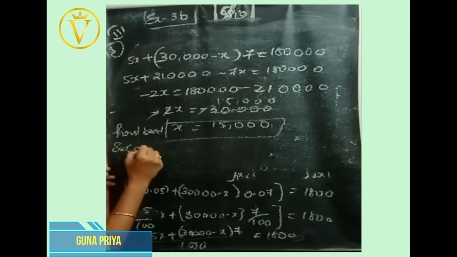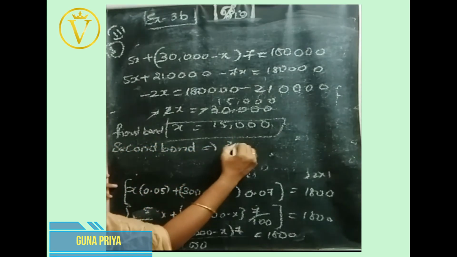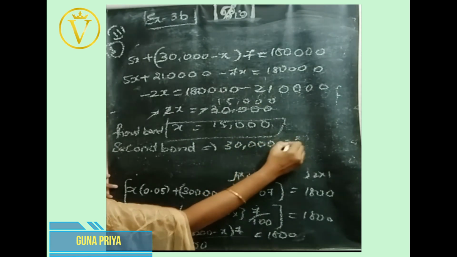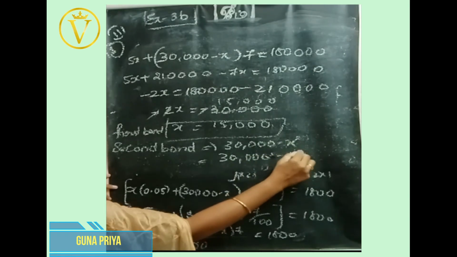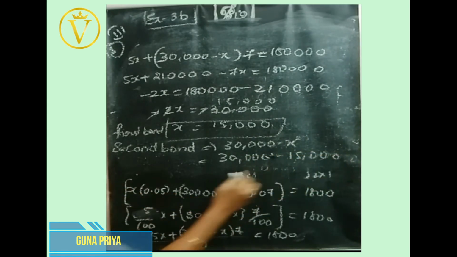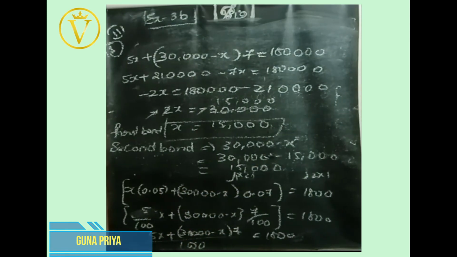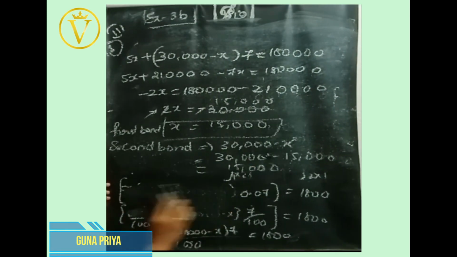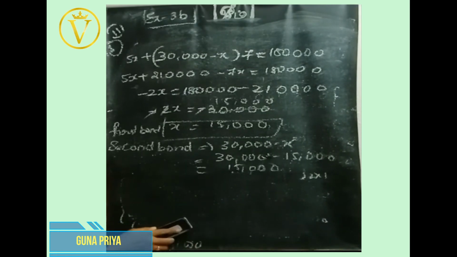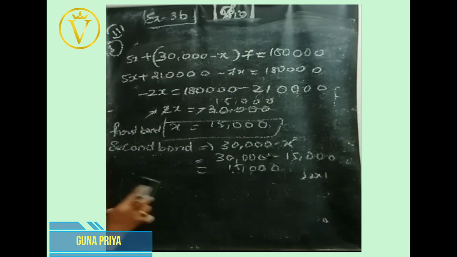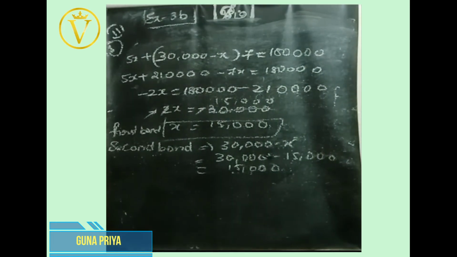Second bond value: 30,000 minus x. So 30,000 minus 15,000, you will get 15,000. So the first and second bond is 15,000 for the annual income of 1800. Okay. Now we have to do the same process for B.